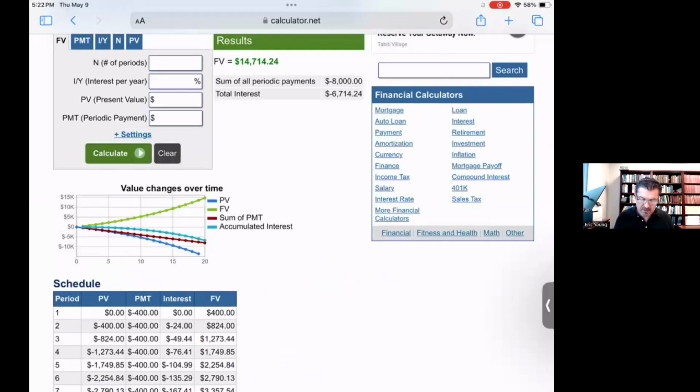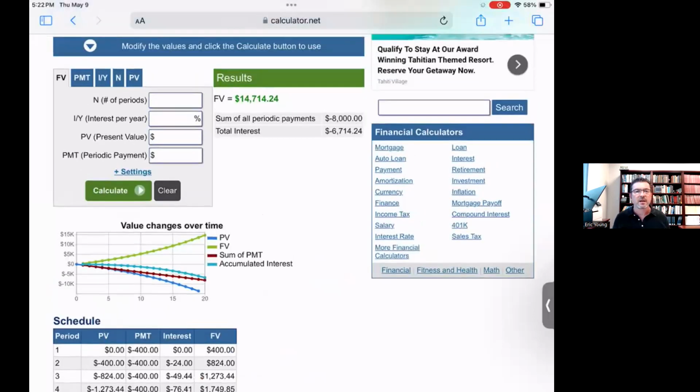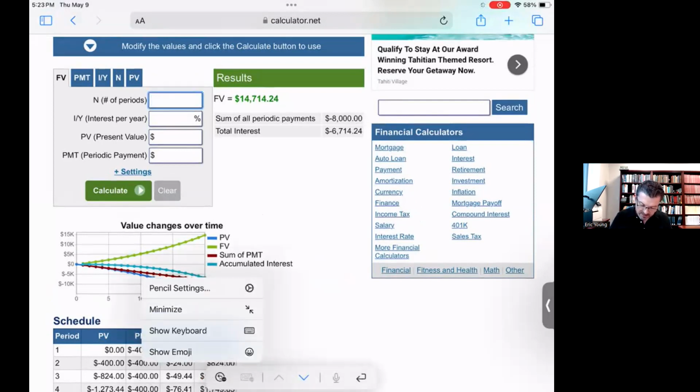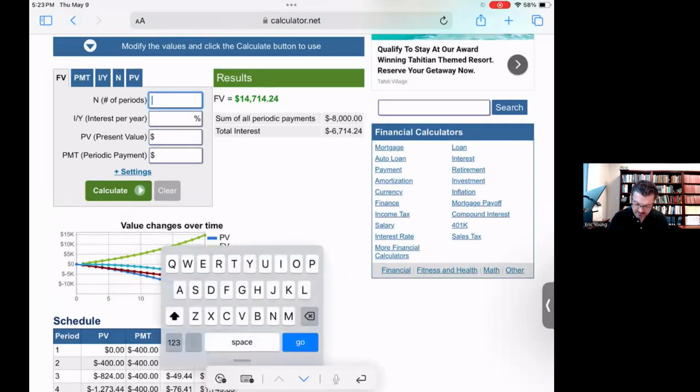We're going to clear this. We're solving for future value. Let's fill in our fields. That's going to be messy. I don't know if I can get this. Okay. The N is going to be 18.